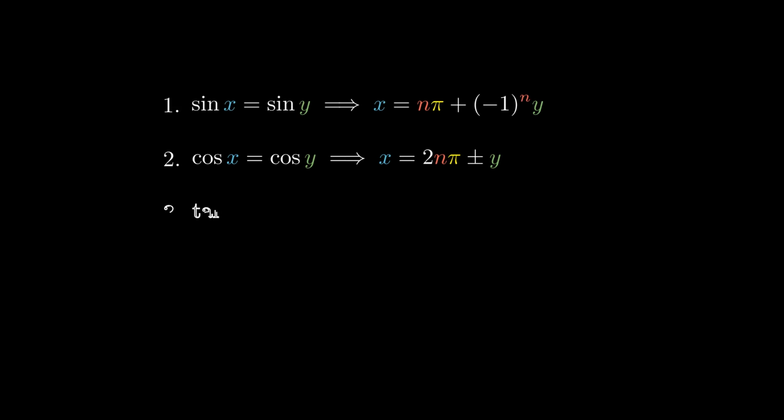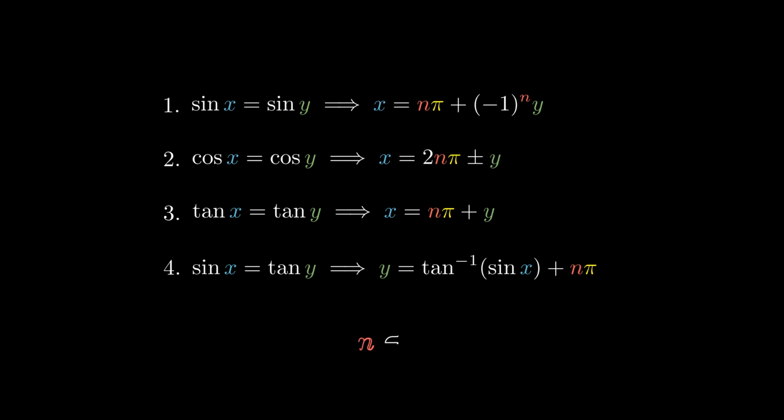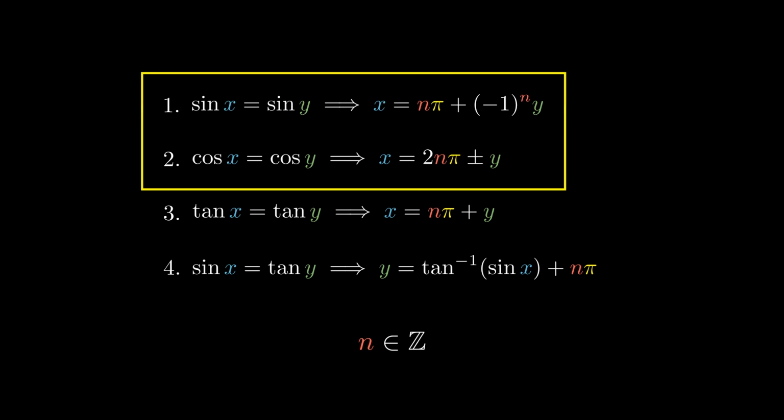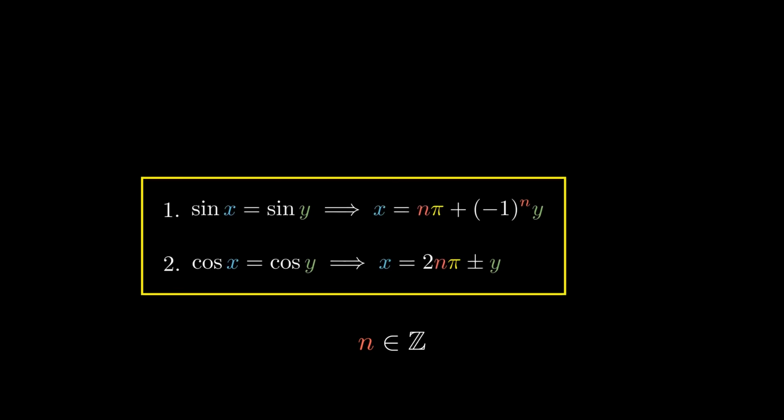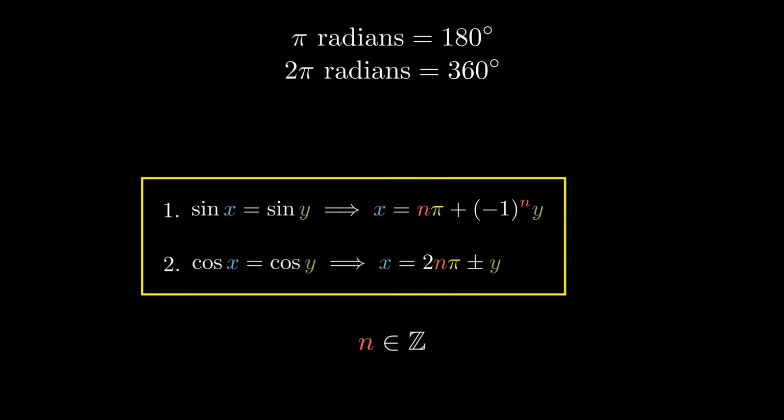In this video, we will derive these general formulae. I won't be mentioning it all the time, but n will be an integer throughout the video. I will be going into detail for these two, and quickly go over the rest. We will be quantifying angles in radians, so I expect you to know it. Just know that pi radians is 180 degrees, thus 2 pi radians is 360 degrees.